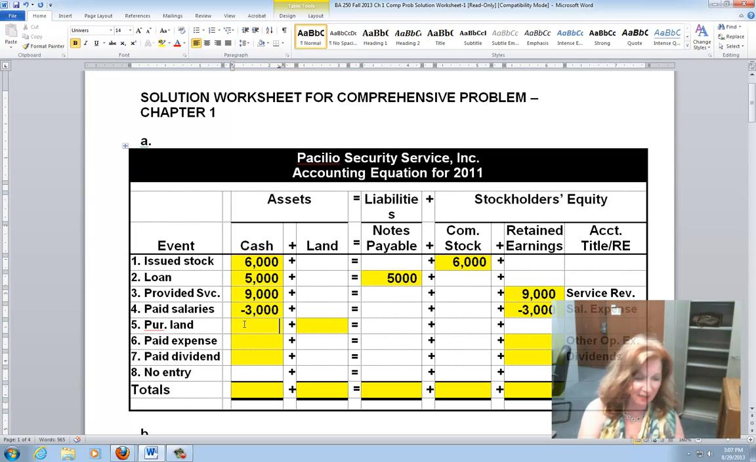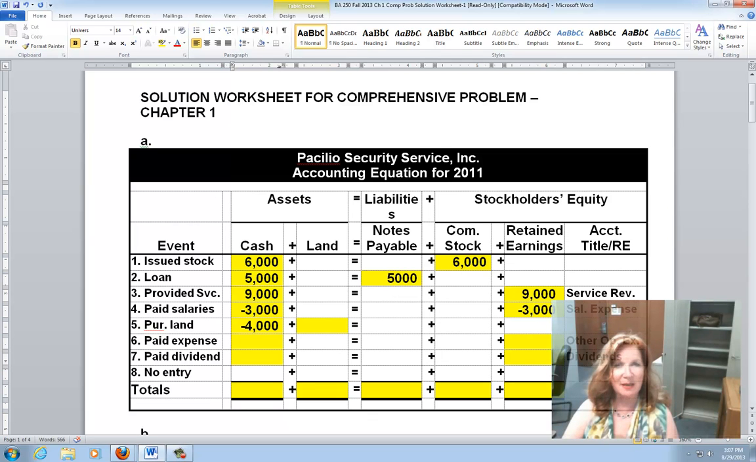Number 5 says purchased land for $4,000. So purchased land means my cash went down by $4,000 because I purchased something, so my cash is smaller. And I purchased land, $4,000, but my land is going up. So now cash and land are on the same side of the equal sign, but one of them has a minus and one of them has a plus. So that keeps that side of the equation in balance.